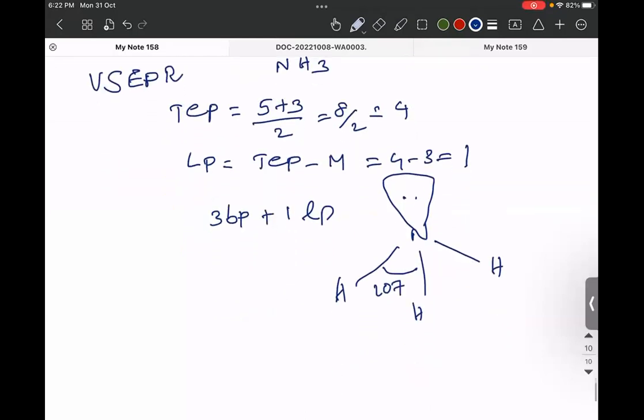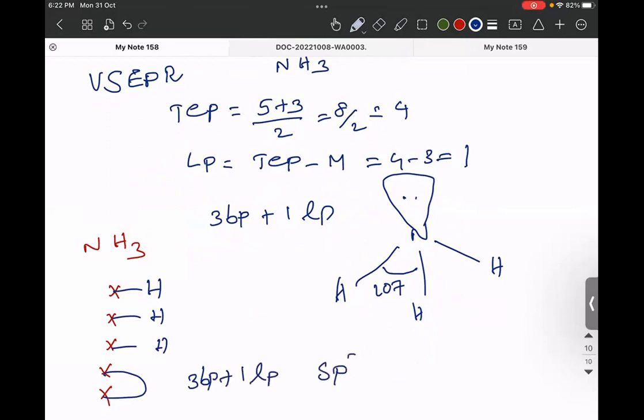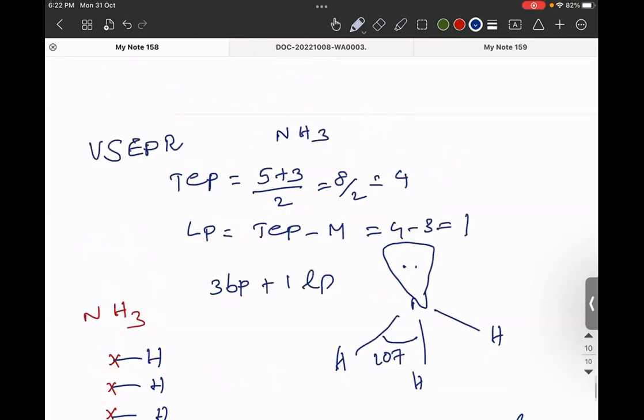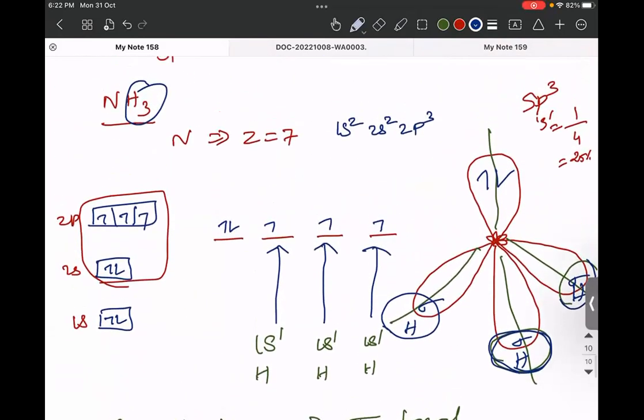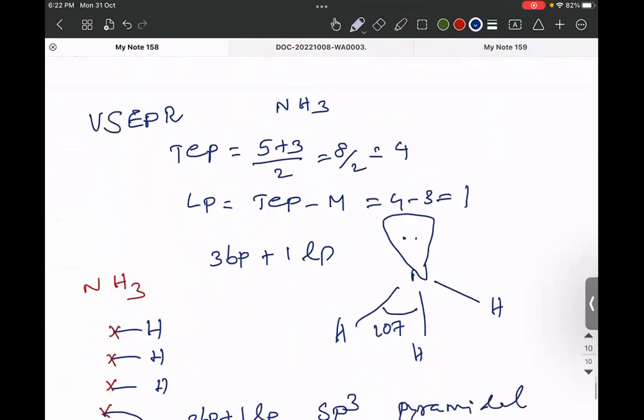Now I will tell you a simple way. You take the nitrogen atom. Nitrogen is the central atom, no? It has 5 valence electrons. You put 1, 2, 3, 4, 5. Then how many monovalent atoms are attached? First hydrogen, second hydrogen, and third hydrogen. Then you pair them. So 3 bond pairs plus 1 lone pair. Then sp3 hybridization. Then the shape will be pyramidal. Is it clear? Instead of doing the long way, you can do it this very short way.